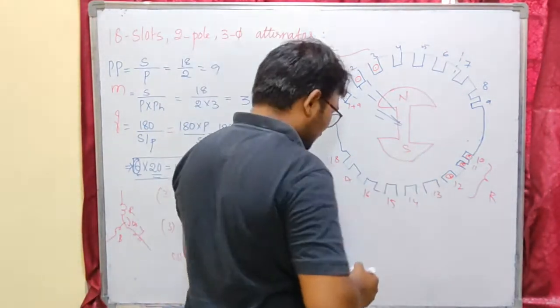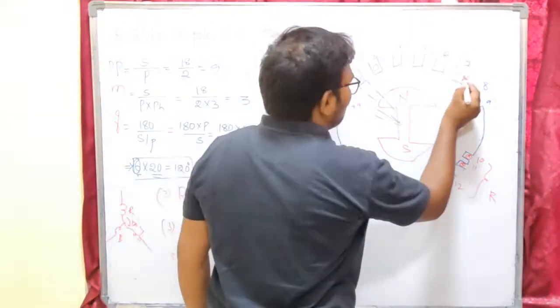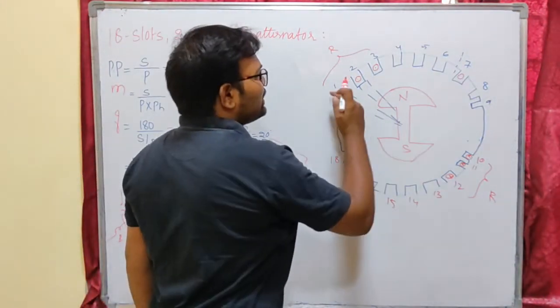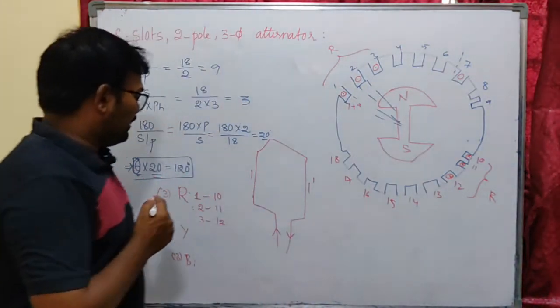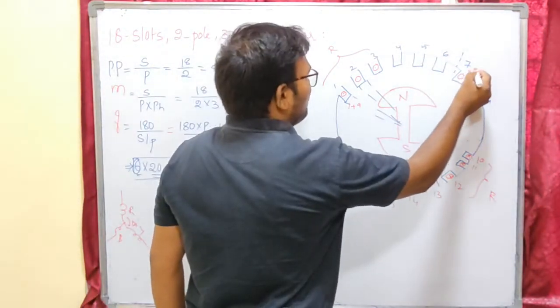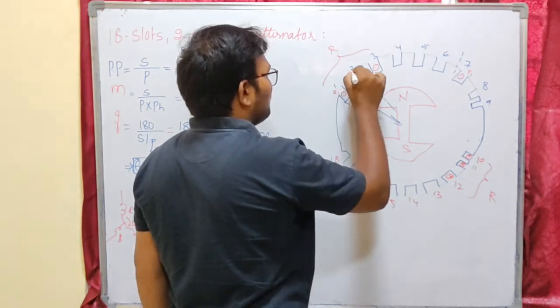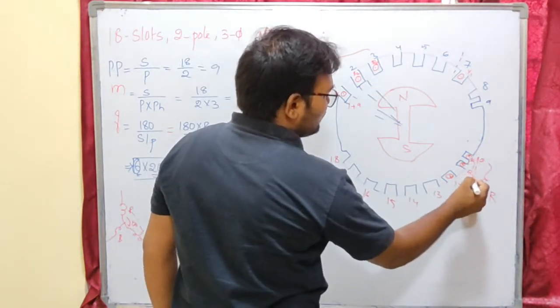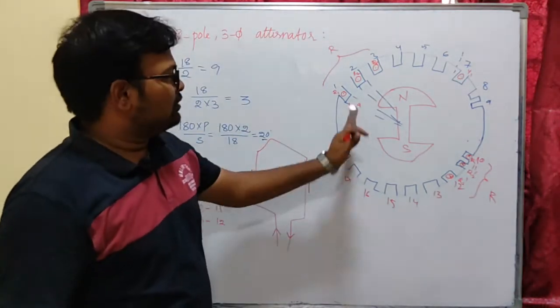So I can keep the winding of Y phase in the 7th slot. Okay, so my Y phase will now be 120 degrees away from my R phase. And I have 3 slots for Y phase. Let me name this R1, R2, R3. So these will become R1 dash, R2 dash and R3 dash. I hope you understand. So this is for R phase.